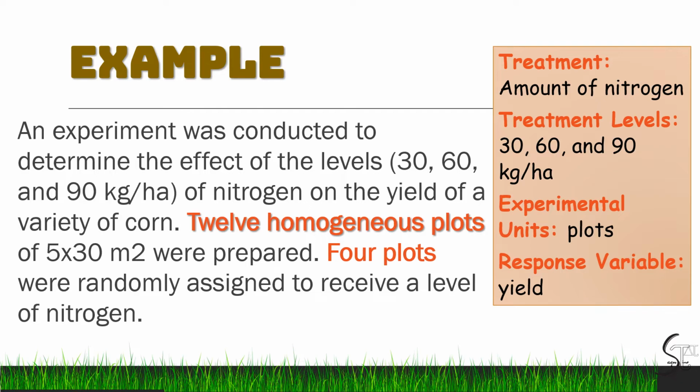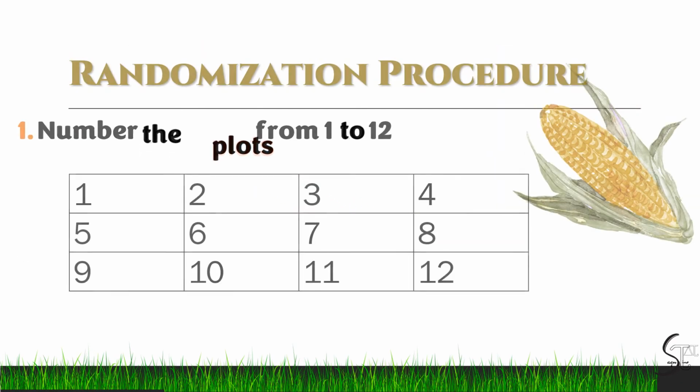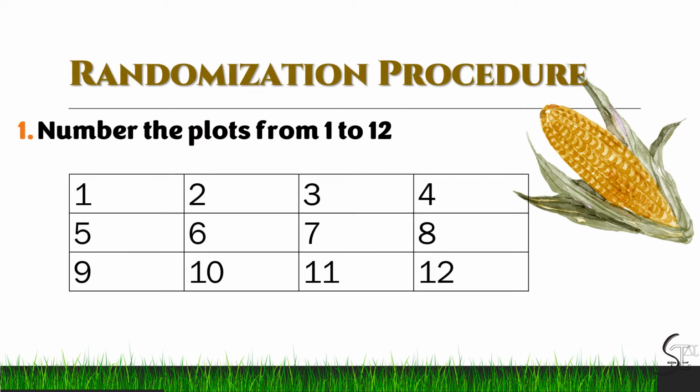So, randomization procedure number one: number the plots from 1 to 12, because based on the problem, we have three factor levels and they are replicated 4 times. So 3 times 4 is equal to 12. That is your number of plots. So the first step is to number the plots from 1 to 12.